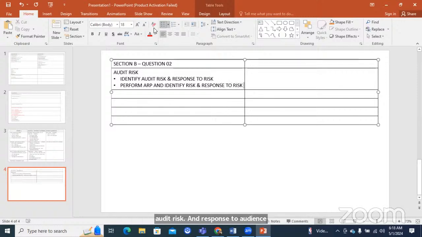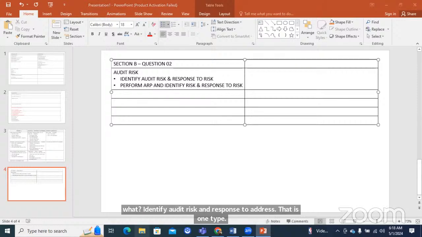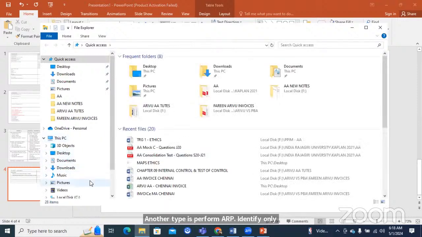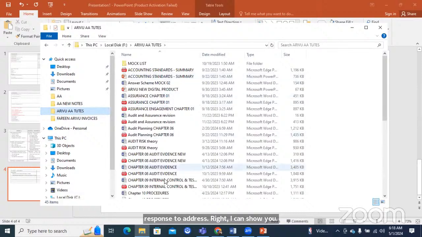There are 2 types of audit risk question possible. One is what? Identify audit risk and response to audit risk. That is one type. Another type is perform ARP, identify audit risk and response to audit risk. Right. I can show you sample questions.